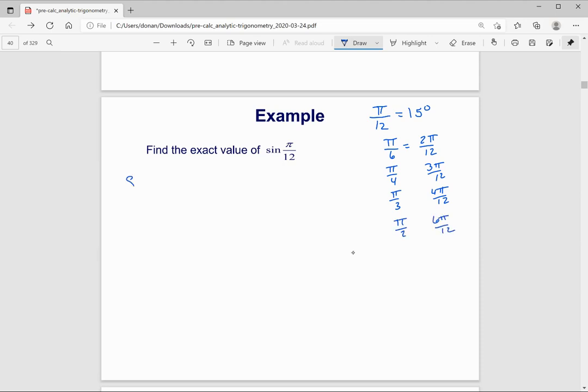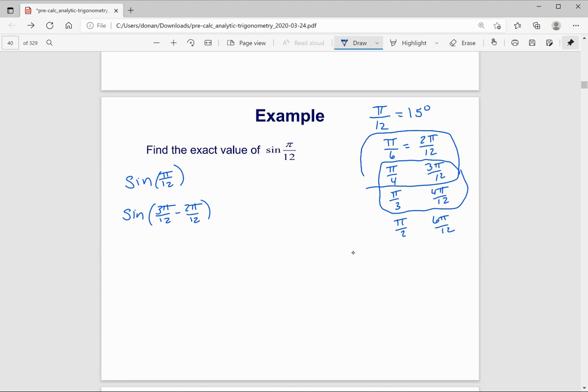So we want sine of pi over 12. Well, I'm going to use 4 and 3. You could have used 3 and 2. Okay, so I guess maybe I'll use 3 and 2 instead, but you can use any combination that works. So I'm going to say that this is the same as 3 pi over 12 minus 2 pi over 12. And that's the same as sine of pi over 4 minus pi over 6.